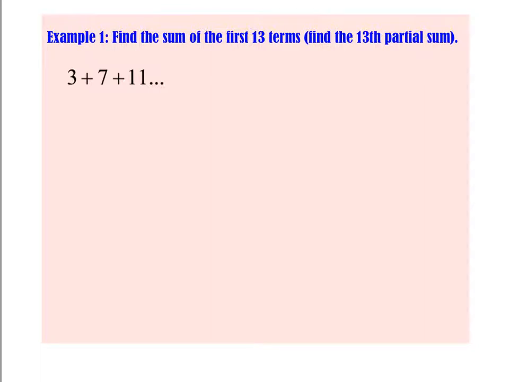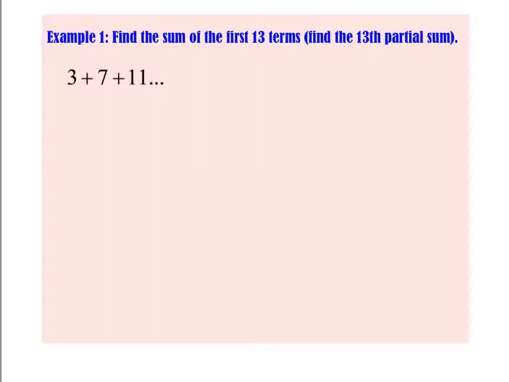For example 1, it says find the sum of the first 13 terms. Just so you know, another way the book might phrase these directions is find the 13th partial sum. Partial meaning we're finding a finite number of the terms. Like the series could go on forever, but we're just finding part of it up until the 13th term.